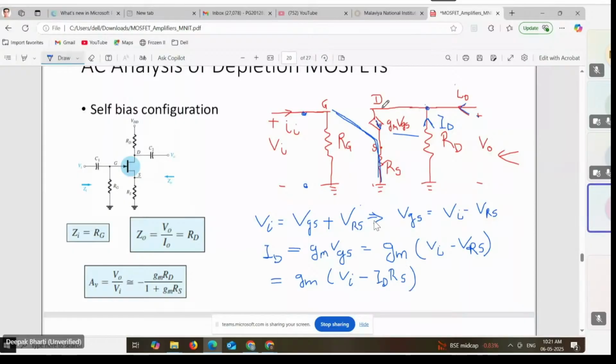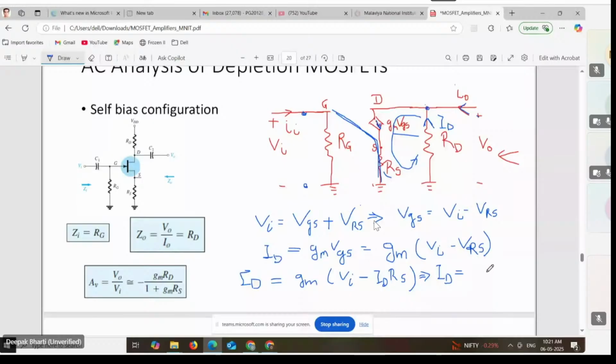Because ultimately, which current is coming over here? It is the same ID current which is flowing in this output loop. So that's why VRS will be equal to minus ID times RS. So can we get the expression of ID from here? Like ID terms can be obtained on one side and other terms can be left on another side. Like it will be what?